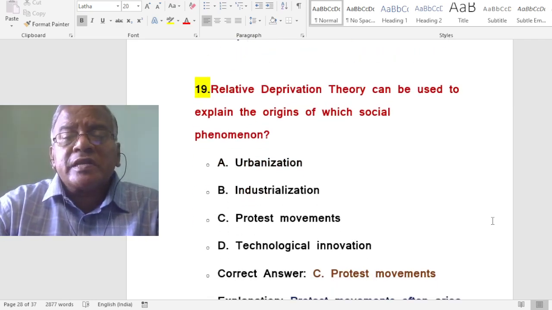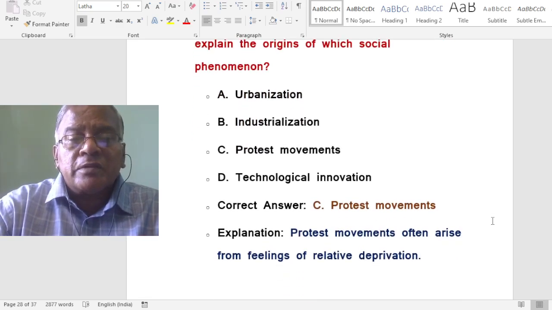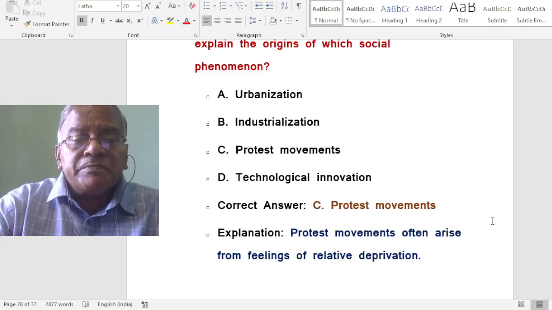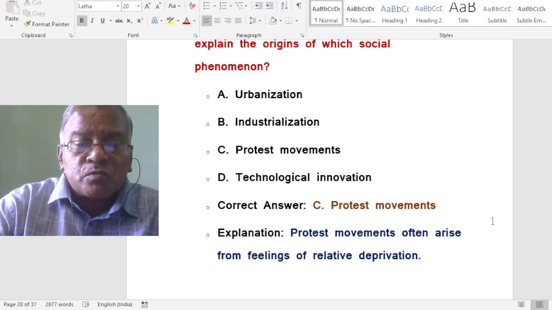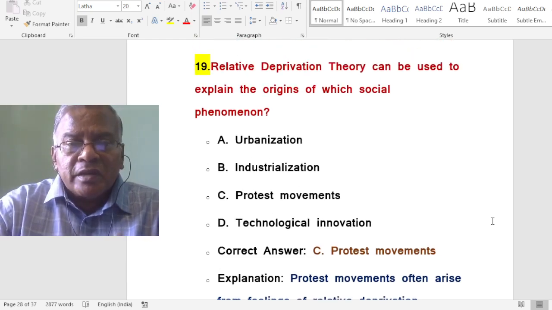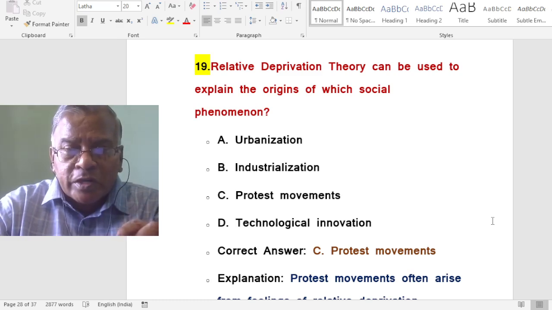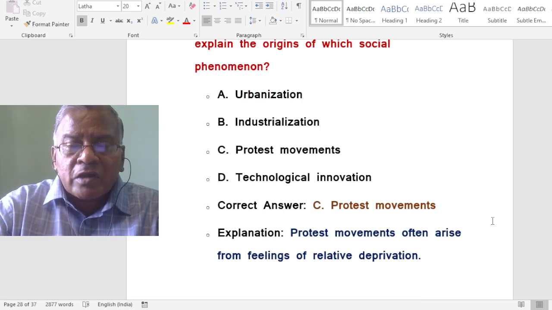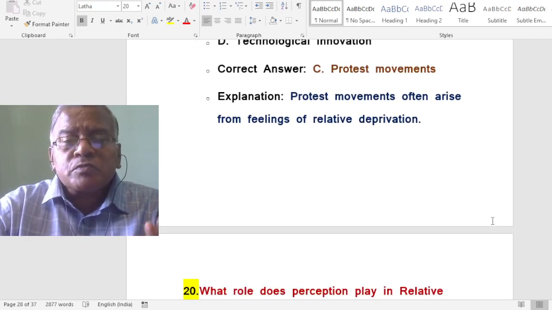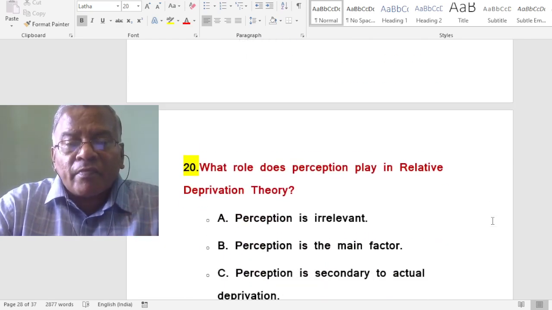Relative deprivation theory can be used to explain the origins of which social phenomena? A. Urbanization. B. Industrialization. C. Protest movements. D. Technological innovation. That is a protest movement. Protest movements often arise from feelings of relative deprivation.